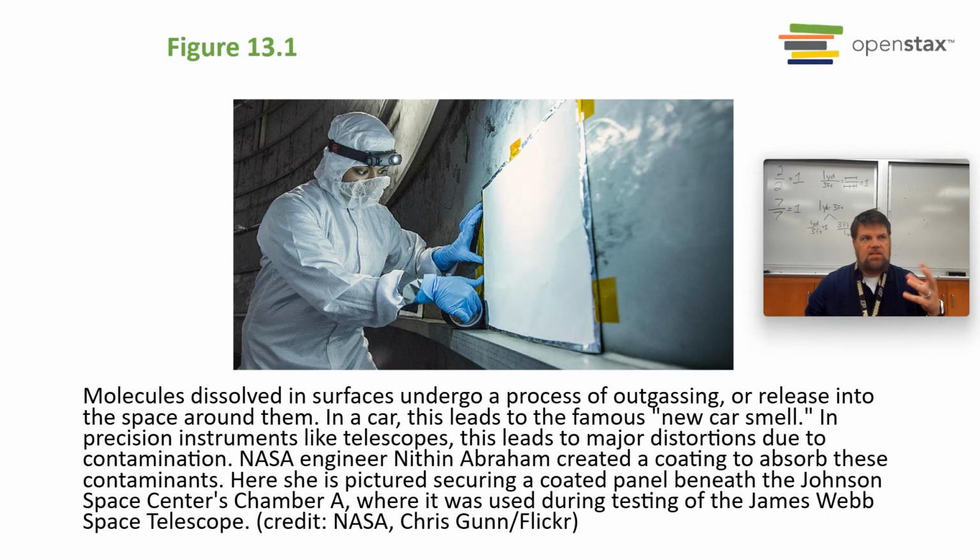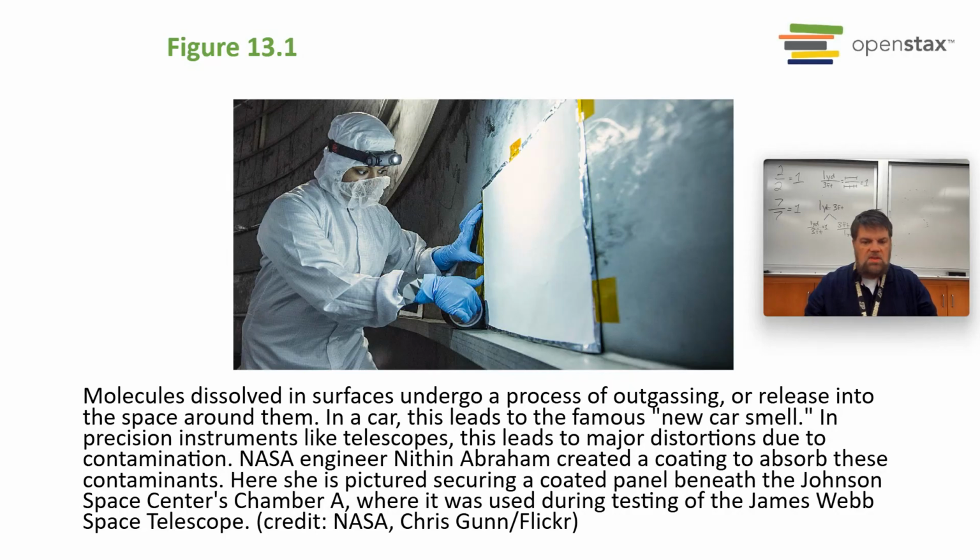So gases can be trapped inside of materials, and they get released in the space around them. That's why a brand new car has a new car smell, because the parts in the car, if there's plastic parts or cloth parts, when they make it and they dye it, because it's brand new, some of the gases that are trapped inside the materials during the manufacturing process get released, and that creates that. So in a precision telescope, this can cause some issues.